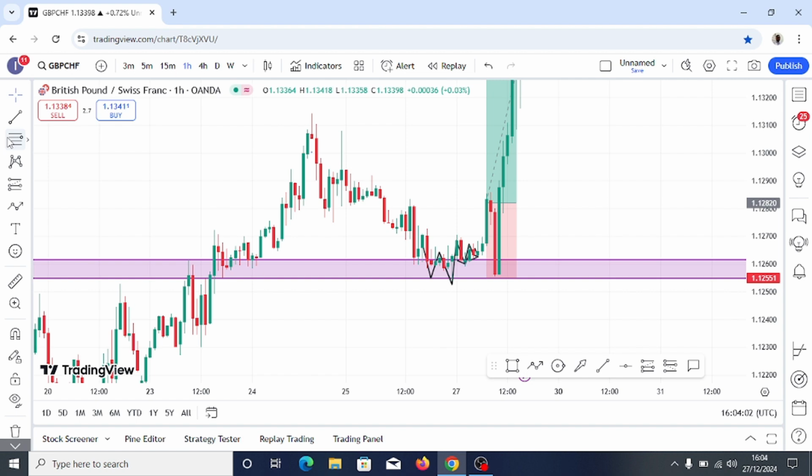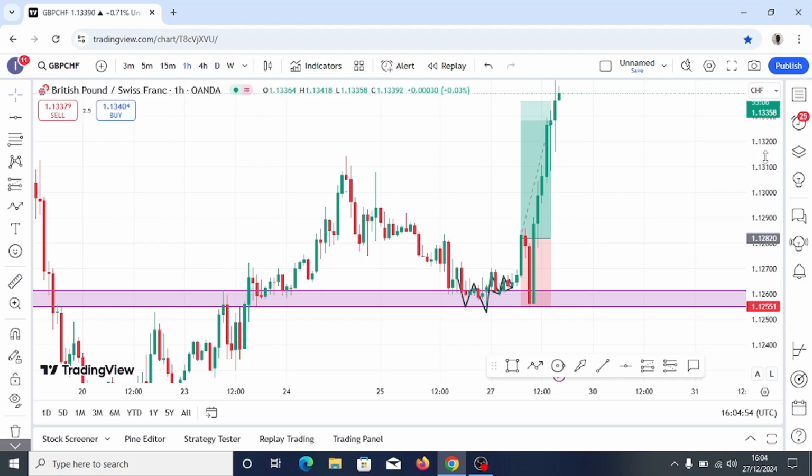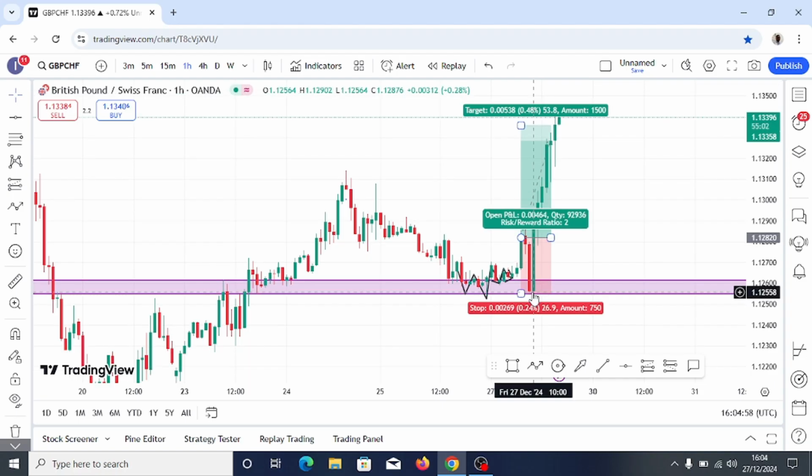Okay, so what I use is 1:2. I risked 26.9, that is 27 pips, to get 53 pips. So that is 1:2 risk to reward, and you can see that the trade played out well, right?